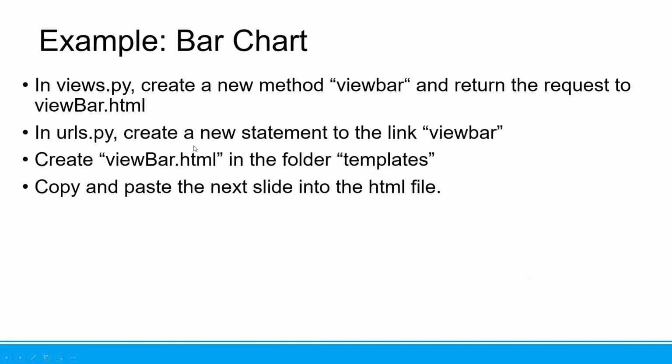Okay, now let's just use the existing project. I'm going to use the views.py, and then let's create a new method viewbar, and then return the request to viewbar.html. And then in the URLs, we will create the new statement for viewbar. And then let's create viewbar.html in the folder.